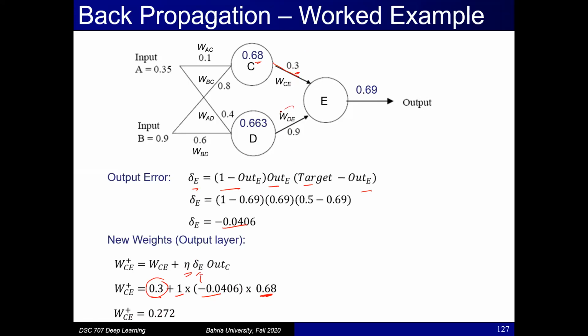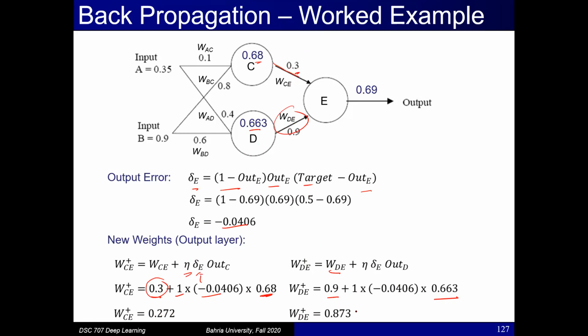Similarly, you can update this weight. The old value of the weight was 0.9, and you add the learning rate into error into whatever is coming as input. 0.66 is coming as input, so you see 0.66 here. You multiply them, add them together, and you get 0.87. So both the weights have reduced. It means the initial weights were a bit too high. 0.3 is reduced to 0.27 and 0.9 is reduced to 0.87.